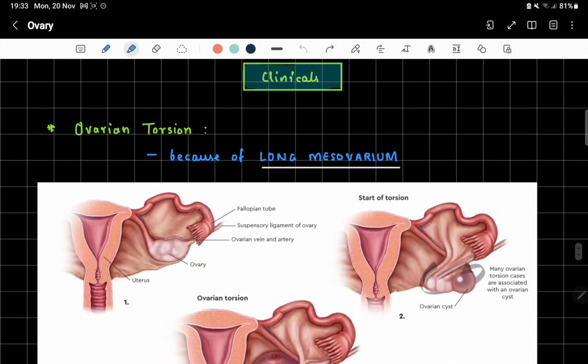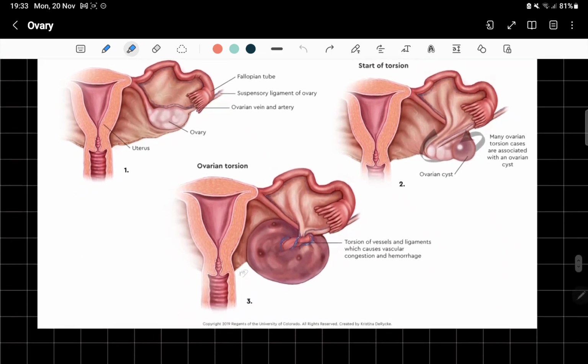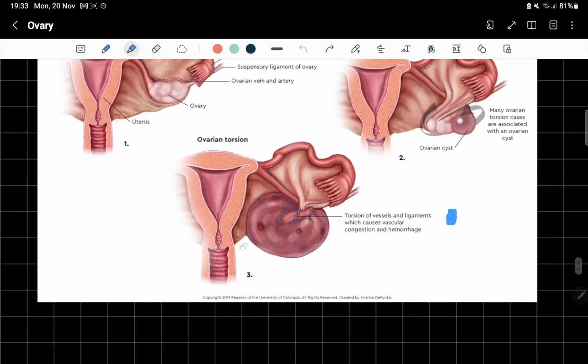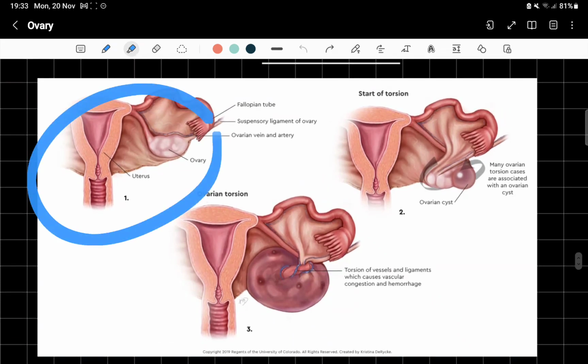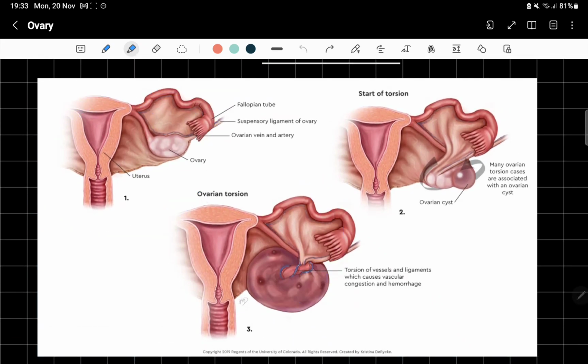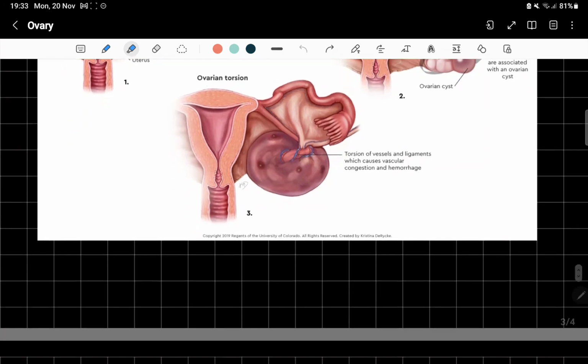Ovarian torsion means that, because of a long mesovarium, the ovary becomes torsed, like the ovary rotates in this part. So torsion of vessels and ligaments will also be there, due to which there will be vessel congestion and hemorrhage. So this is called the ovarian torsion. This is a normal ovary, and if torsion occurs, it appears like this.